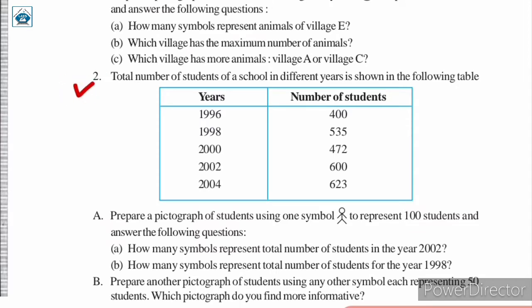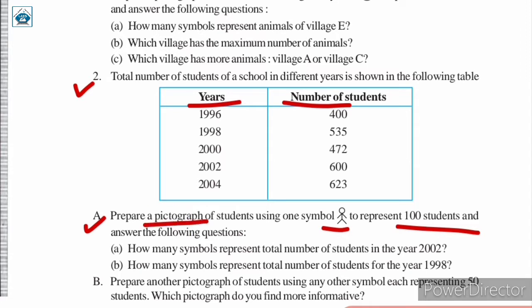Question number 2. Total number of students of a school in different years is shown in the following table. Prepare a pictograph of students using one symbol to represent 100 students and answer the following questions. So in question number 2 also, just like question number 1, we are given a table. So here we have years and the number of students.